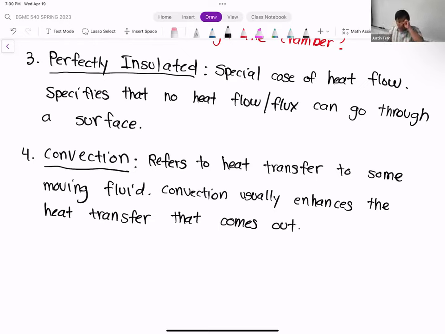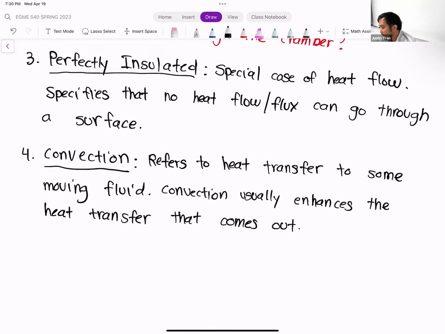That's why, if you have a hot cup of coffee or a hot bowl of soup, the way that you cool it down is you blow over the hot liquid. It's not that your breath is any colder than the outside air. In fact, it's probably warmer. But the fact that you're causing the fluid to move is going to enhance the heat transfer.